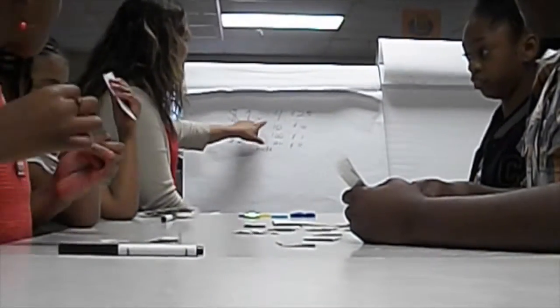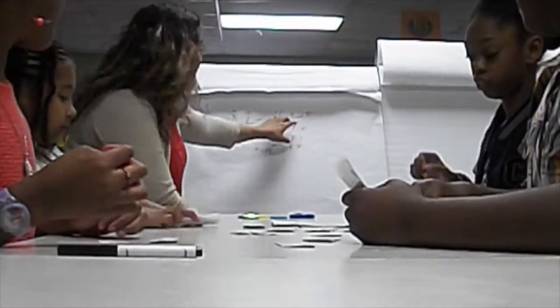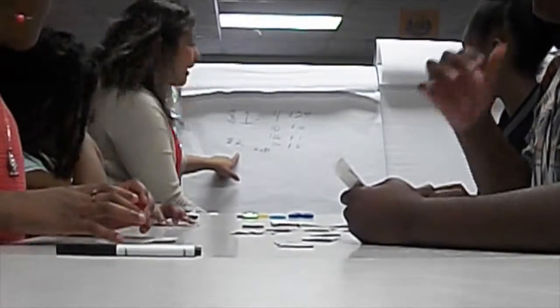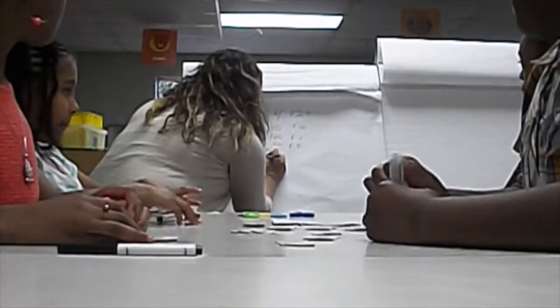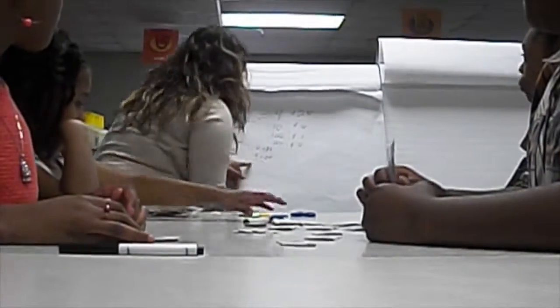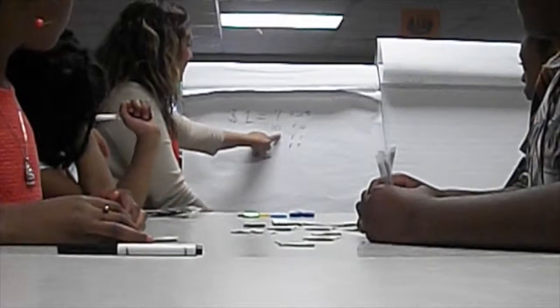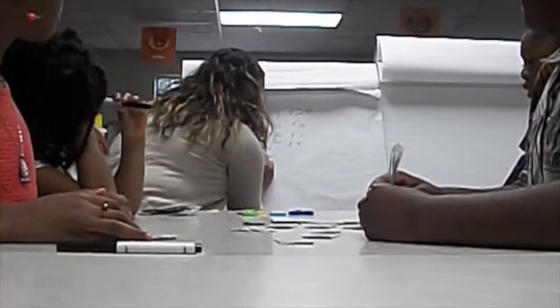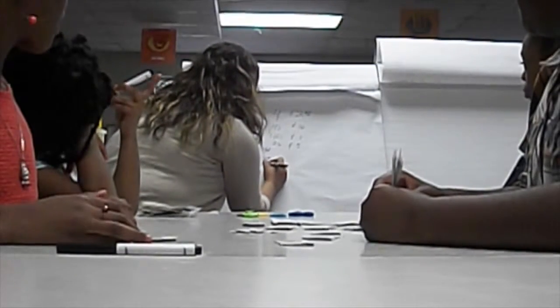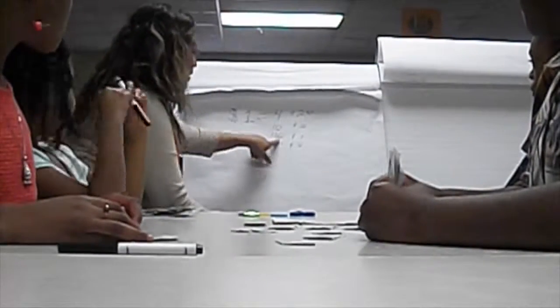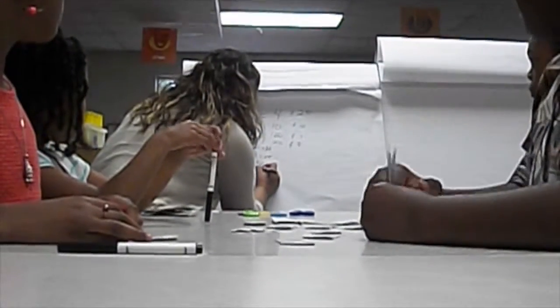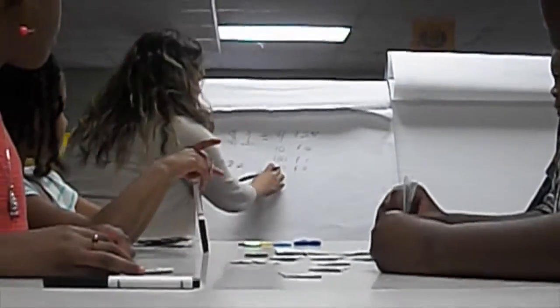Okay, and so if we had 4 quarters that equal $1, how many would we need for 2? 8. Good. And each is worth 25 cents, correct? So if we had 10 for 1, how many would we need for 2? 20, good. And that's 10 cents each. 100 for 1? 200, good. 20 for 1? 40. Good.